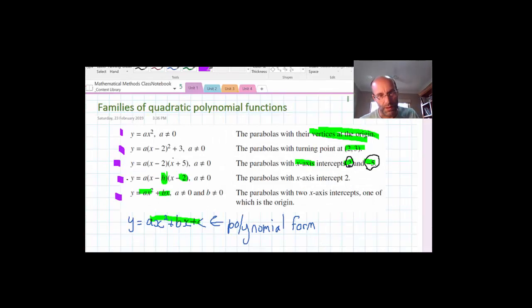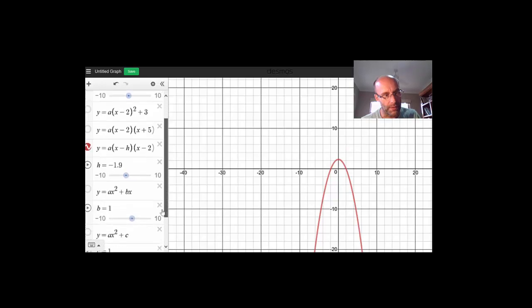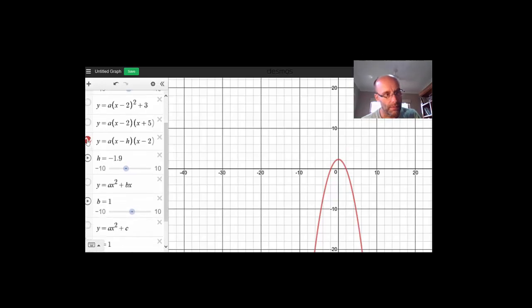Next on the list we have things like ax squared plus bx. So these parabolas will have 2 x-intercepts and 1 will be the origin. So let's have a look at that one.